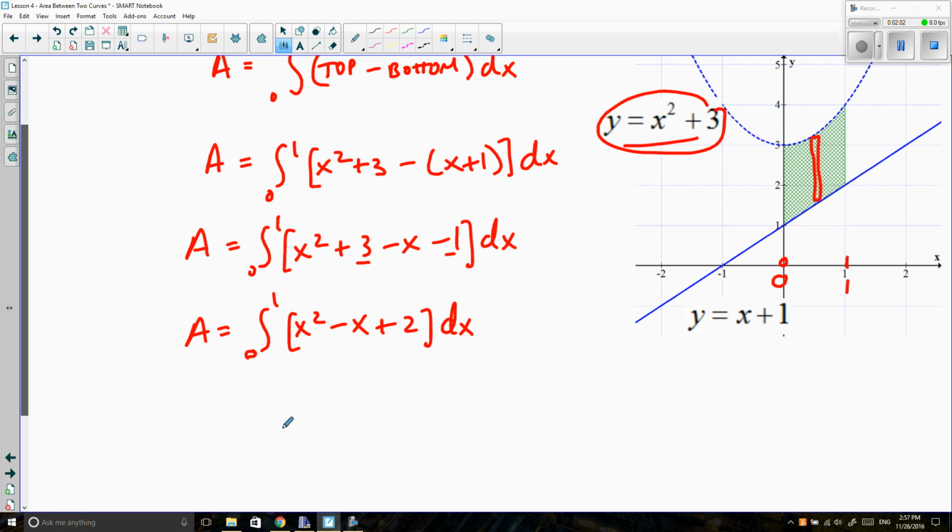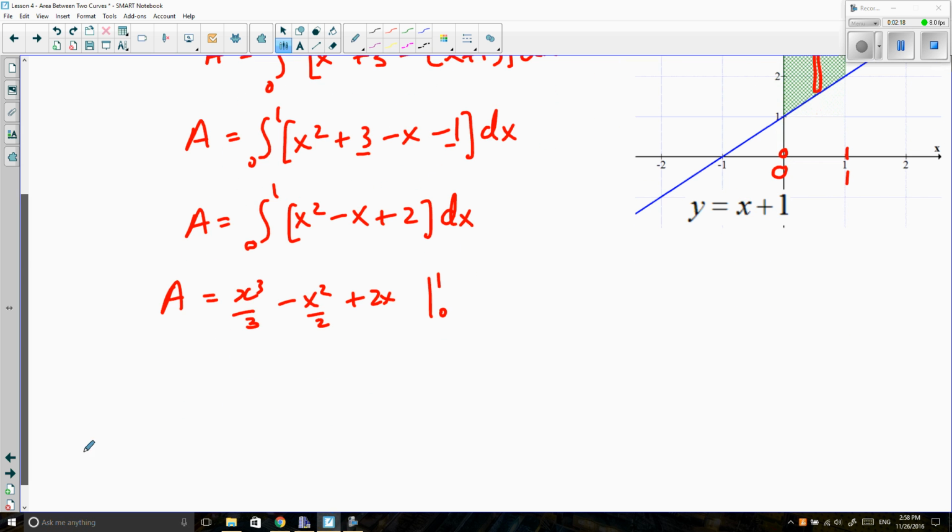So we're going to go ahead and integrate from here. Area is equal to, from 0 to 1, x cubed over 3 minus x squared over 2 plus 2x. Then we're going to put in our upper limit, which is 1. So 1 cubed divided by 3 minus 1 squared divided by 2 plus 2 times 1. And then you're going to subtract when you evaluate at 0.